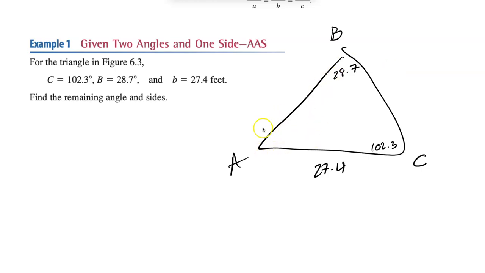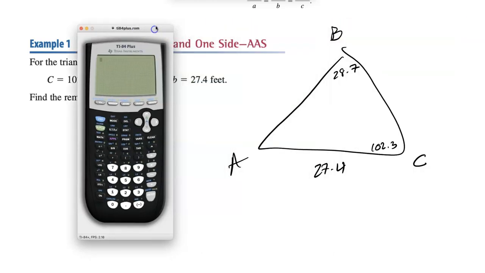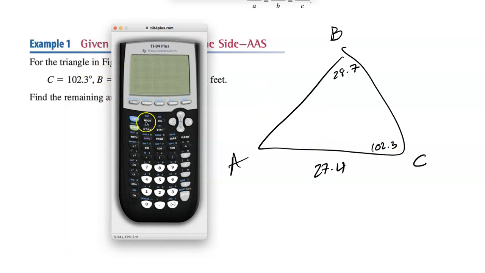Well, first we can find the missing angle right there. We're going to use a calculator on these problems. You want to make sure you're in degrees, because you notice the angles are all in degrees. So I'm going to hit mode and make sure I'm in degrees. First thing I'm going to do is find my missing angle A. I'm going to do 180, since all triangles have 180, and subtract off 102.3 and 28.7. And we get 49. So this angle here is 49.